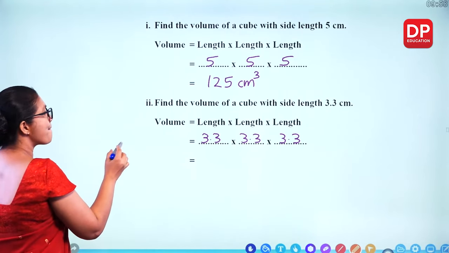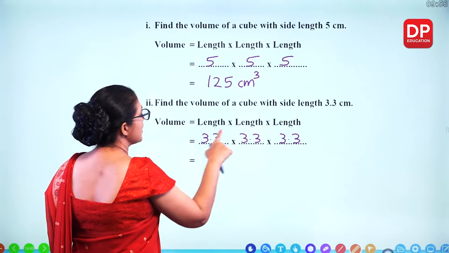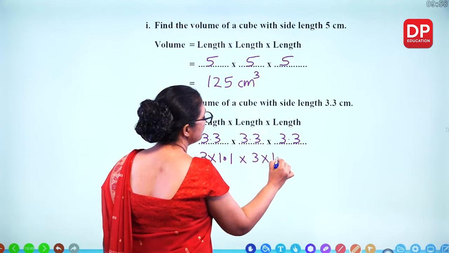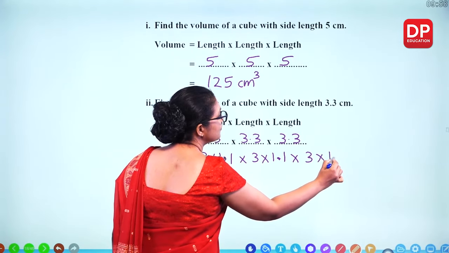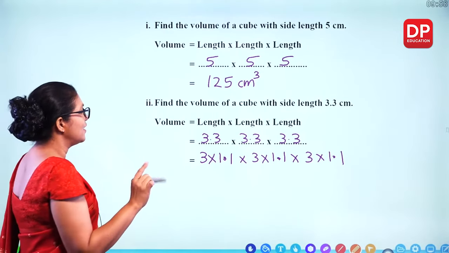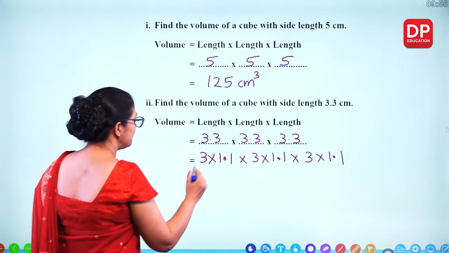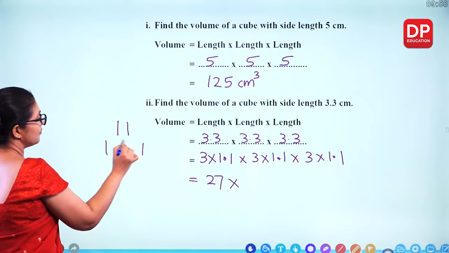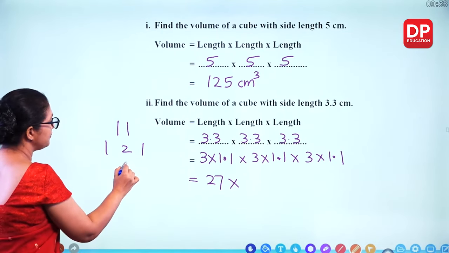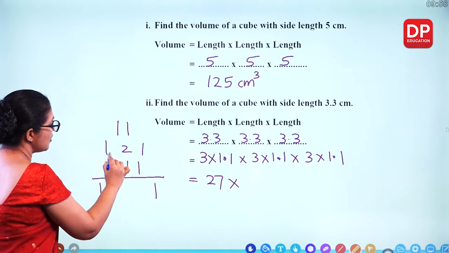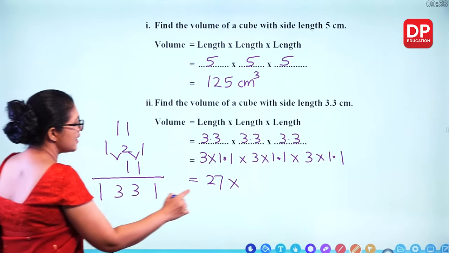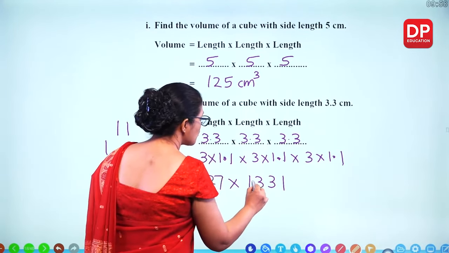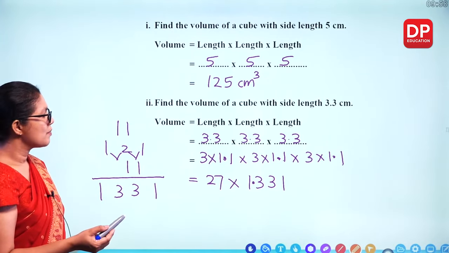3.3. So multiply. We can do this. 3, so I can split. 3 times 1.1. 3 times 1.1. And again 3 times 1.1. Because I know how to multiply by 11. Ignore the decimal. 3 times 3 times 3, 27. 11 times 11, 121. 121 times 11, 1, 2 plus 1, 2 plus 1, 3. So you get 1331. Now how many decimal places we need to keep? 1, 2, 3. So 1.331.